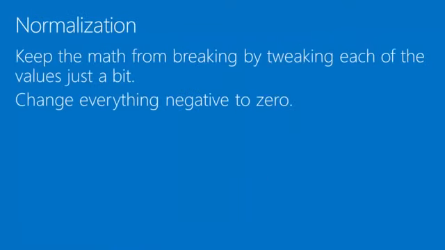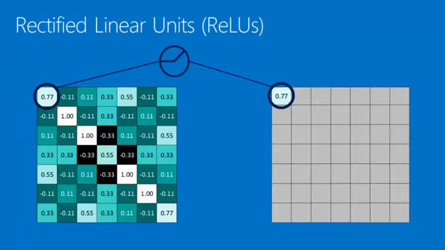Now, that's our second trick. Third trick, normalization. This is just a step to keep the math from blowing up and keep it from going to zero. All you do here is everywhere in your image that there is a negative value, change it to zero. So for instance, if we're looking back at our filtered image, we have these what are called rectified linear units. That's the little computational unit that does this.